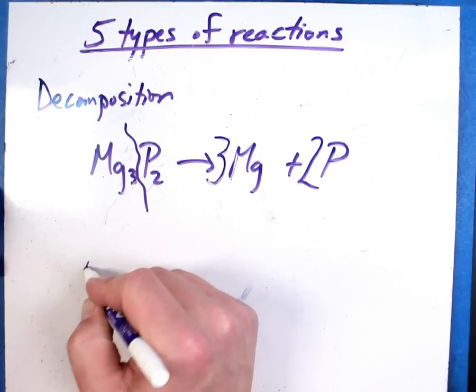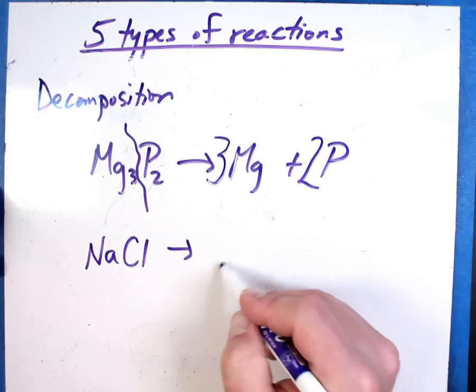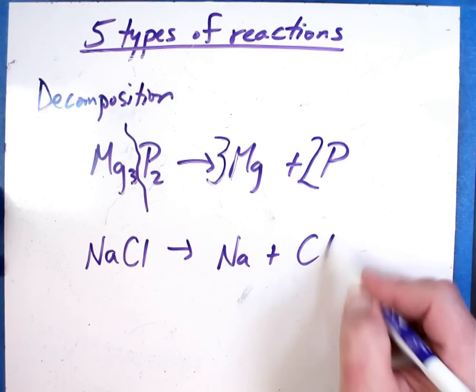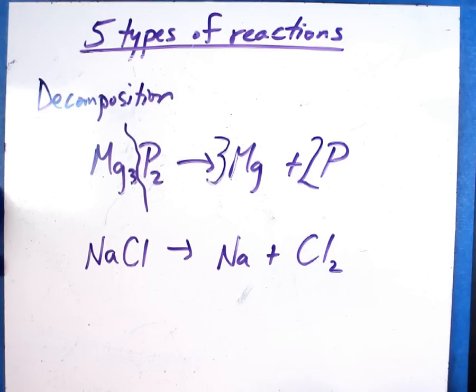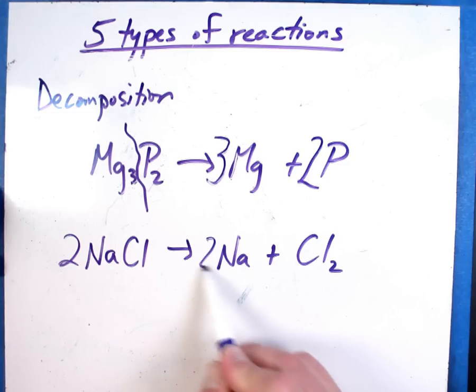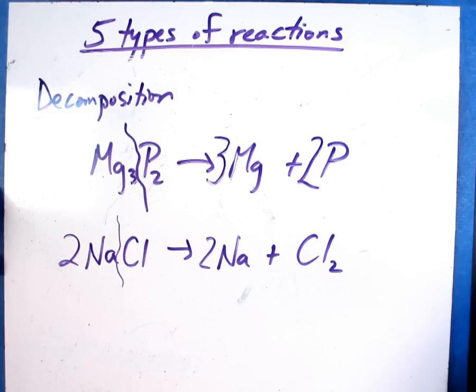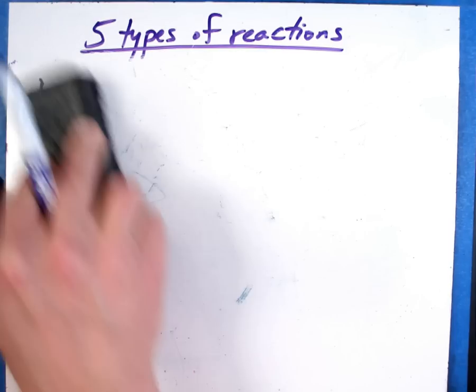Here's one more. What if I took the one I originally had? Na, cut it from Cl. Now Cl is one of those 7, so I have to have the little 2, because it's in pairs when it's by itself. That's not in pairs. So I have 2 chlorines, I need a 2 there, 2 sodium. There's my answer. Notice I take one thing and I'm splitting it in half. That's all that's happening. Single replacement's the next one.